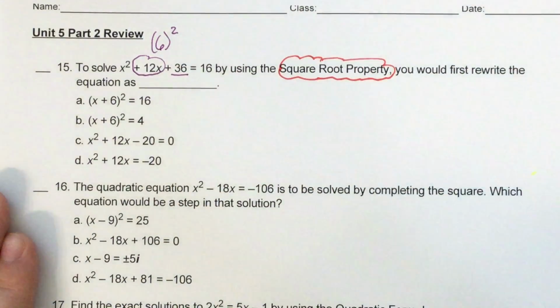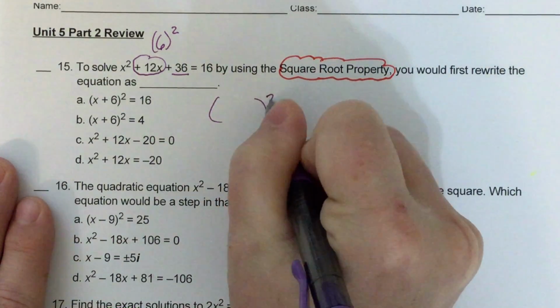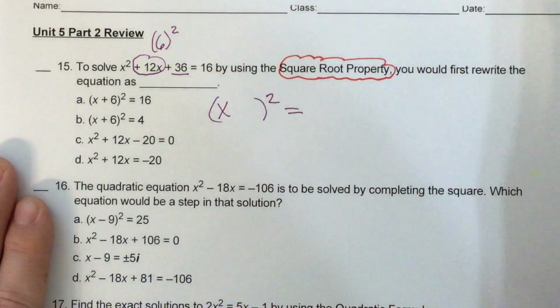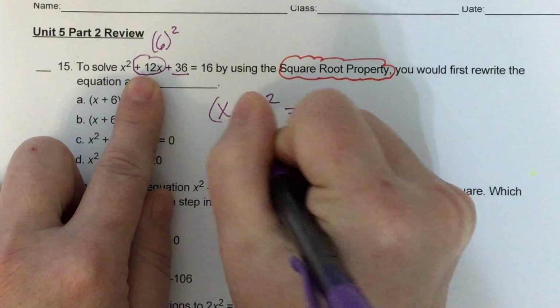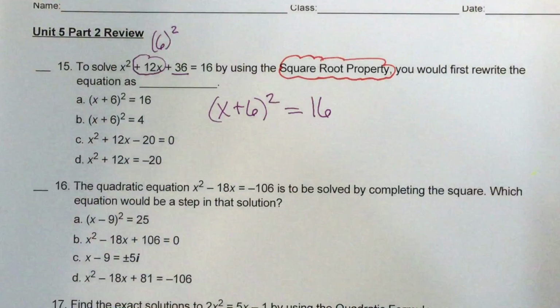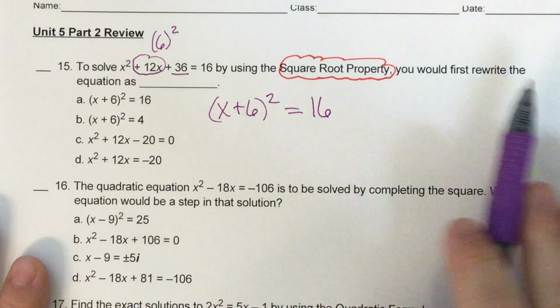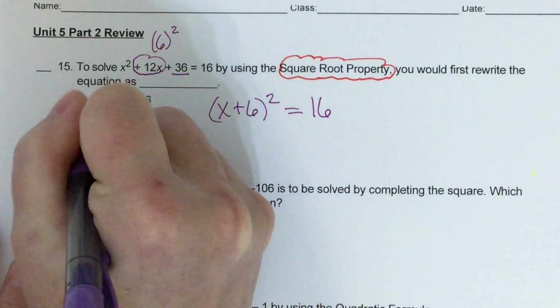36. So since the left side is a perfect square trinomial, then the left side's going to factor like that, where you put the letter you're working with and you write down half of the middle number, and half of 12 is 6. And then your 16 would just come down. And then from here I would solve it, but it's not asking me to solve it. It's saying you would first rewrite it as, well, this is how I would first rewrite it. So that is answer choice A.